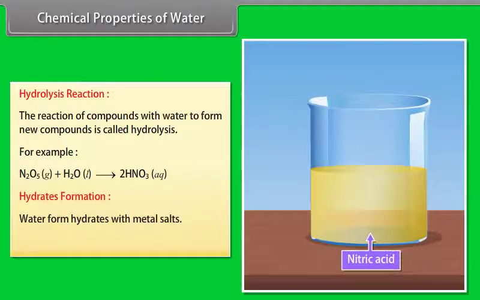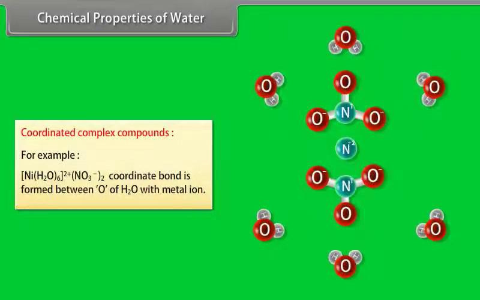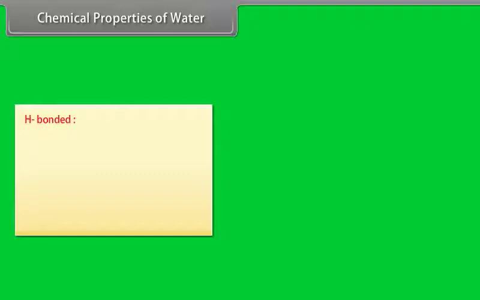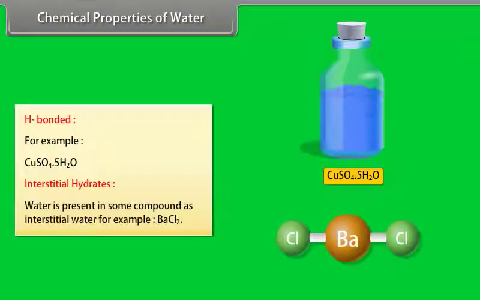Water forms hydrates with metal salts. There are three main types. Coordinated complex compounds. For example, nickel-2 nitrate hexahydrate. Coordinate bond is formed between O of H2O and the metal ion. H bonded. For example, copper sulfate pentahydrate. Interstitial hydrates. Water is present in some compounds as interstitial water. For example, BaCl2.